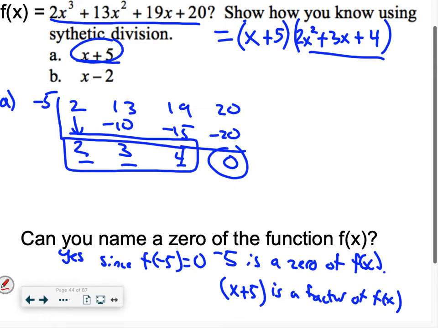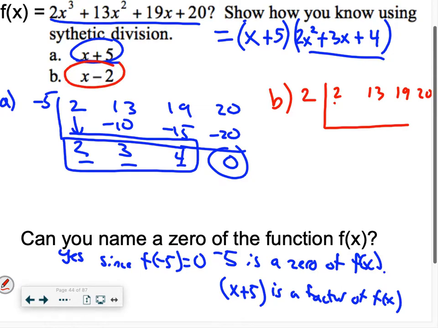Now, if I wanted to check part B to see if x minus 2 is a factor, I'm going to do the same thing, but what am I going to put out here? Positive 2, because positive 2 would make this 0. Bring down, multiply, add, multiply, add, multiply, and add.